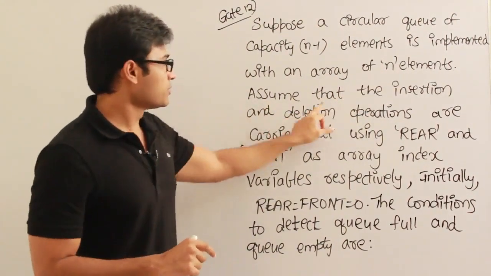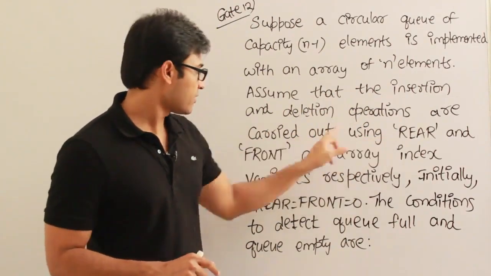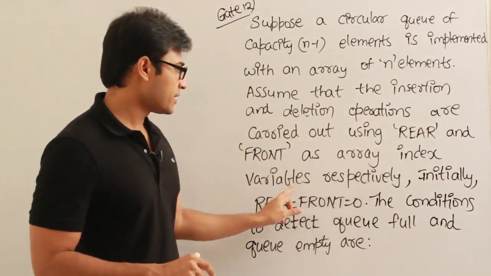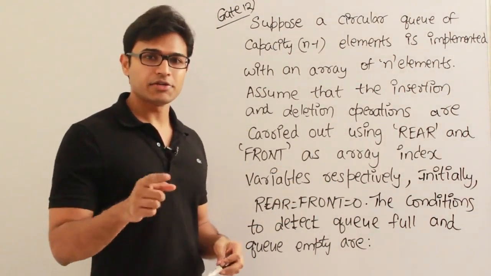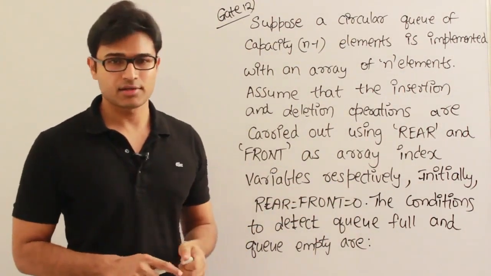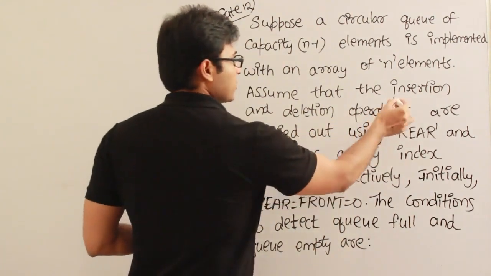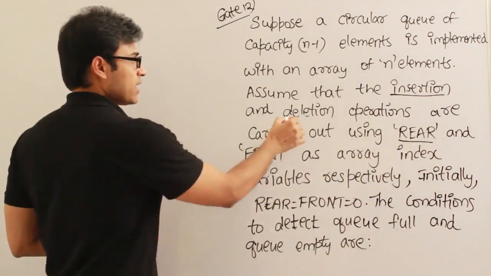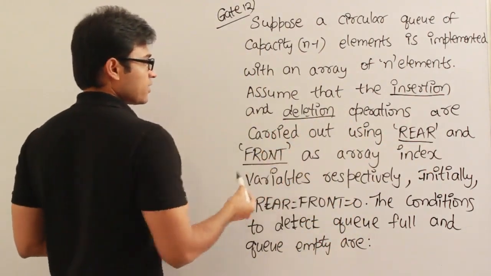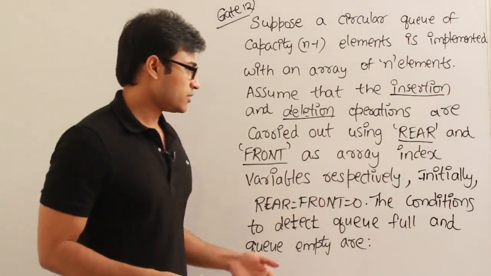condition, right? Assume that the insertion and deletion operations are carried out using rear and front as array index variables respectively. They are saying that insertion and deletion are done using rear and front. That is just the concept of the queue, isn't it? So insertion is done using the rear, which means at the end we are going to insert, and deletion is done at the front, which means at the front we are going to delete, right? And these two variables are used.